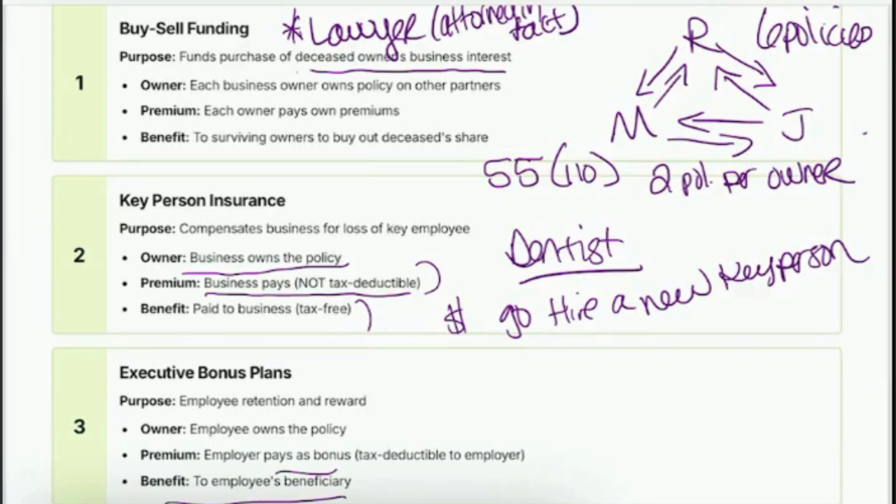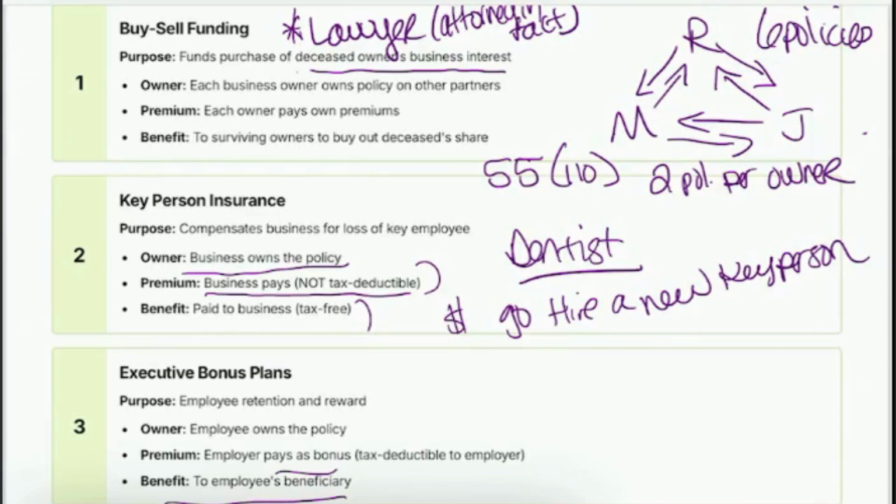So make flashcards on these, get familiar with who's paying what. You do need to know the tax parts, but you'll learn about that in taxes later, so don't stress on that too much right now. I just wanted to mention it so that when you're learning about taxes later, you're like, oh yeah, that makes sense. But I would know who pays what, who owns what, where the death benefit goes to.